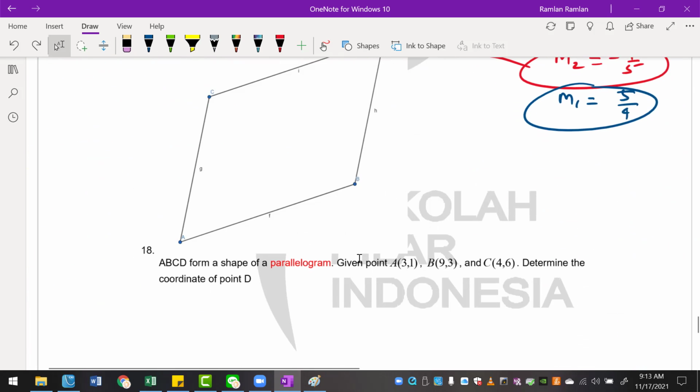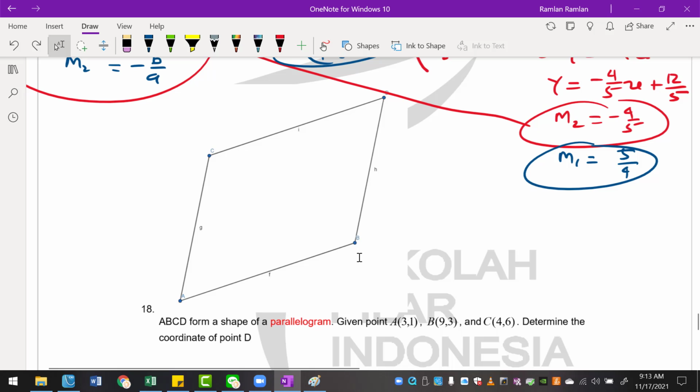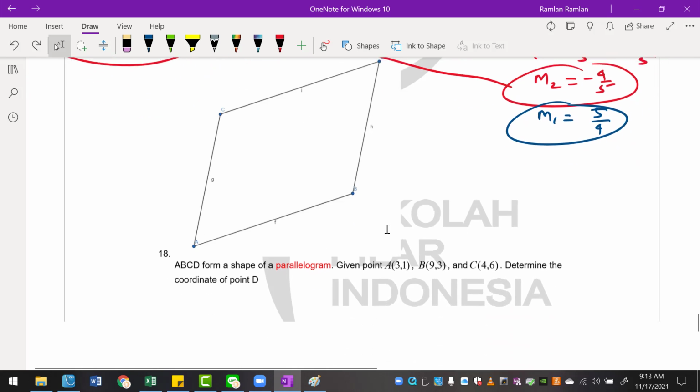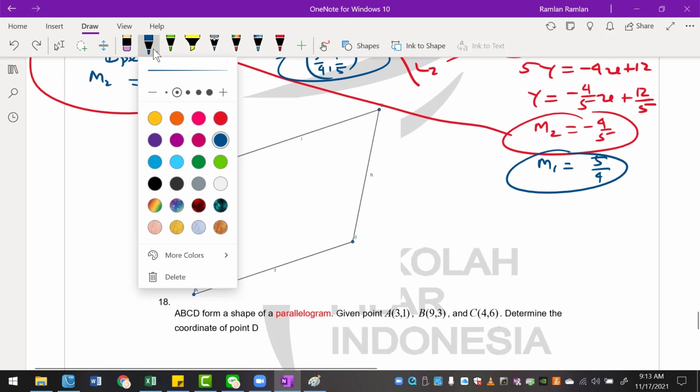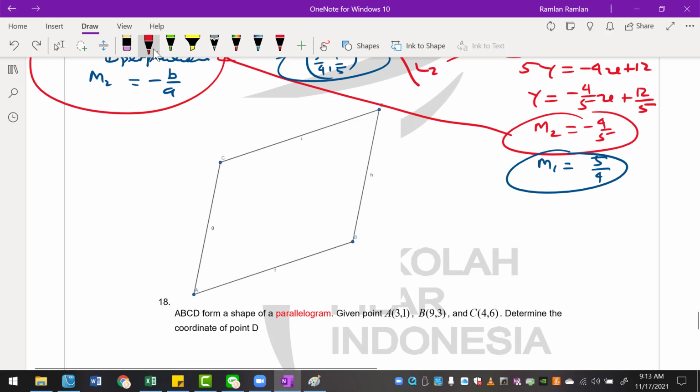Now let's go to the next question. I'm not going to show you the answer for this one, I'm going to explain the concept. So we have A, B, C, D. Here we have point A, point B, point C, point D. And then it said that it shapes a parallelogram.